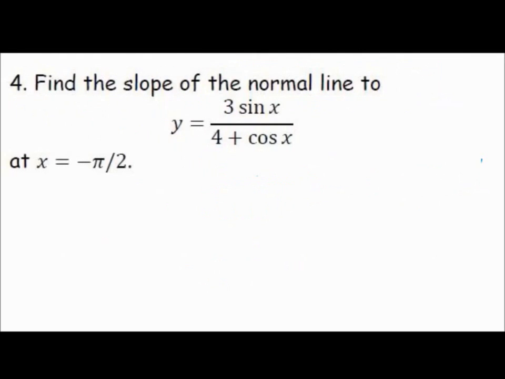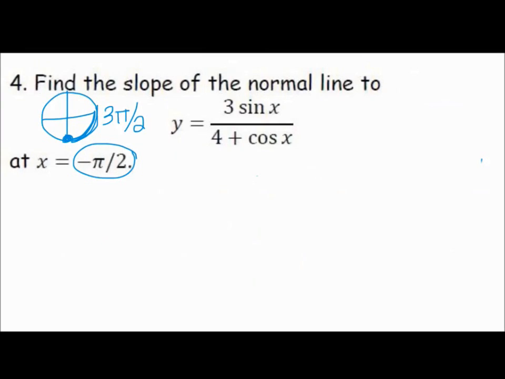Alright, number 4, find the slope of the normal line to y equals 3 sine x over 4 plus cosine x at x is equal to negative pi over 2. So let's first deal with negative pi over 2. If I'm talking about the unit circle, negative pi over 2 is going this way over here. So I'm going in the negative 90 direction. Well, we also know that is 3 pi over 2. So if you want to think about it, instead of negative pi over 2, let's think about it as 3 pi over 2.